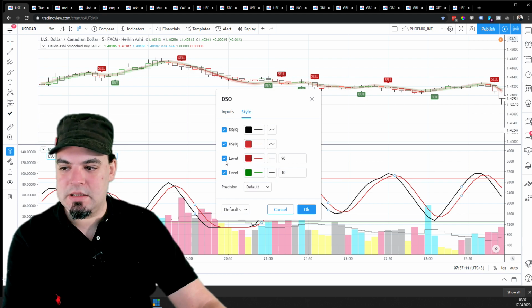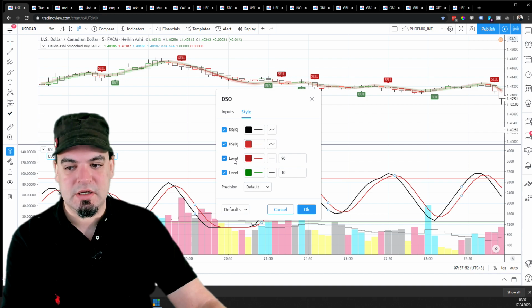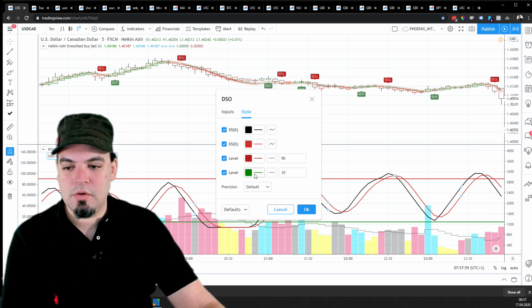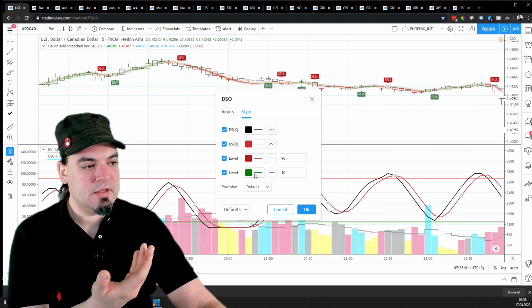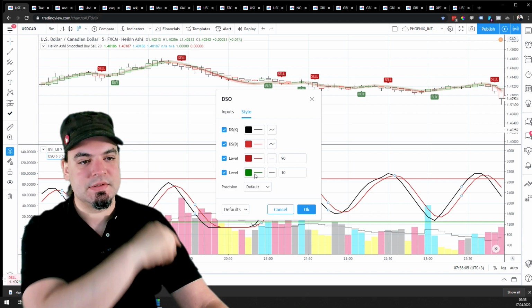So the style, you can, again, K is the black line, D is the red line, the overbought level is red because we're going to sell, and the oversold level is green because we're going to buy if the cycle indicator is in this area.